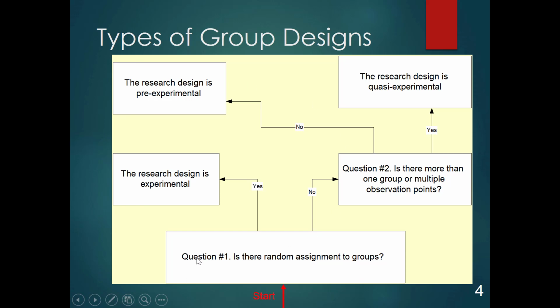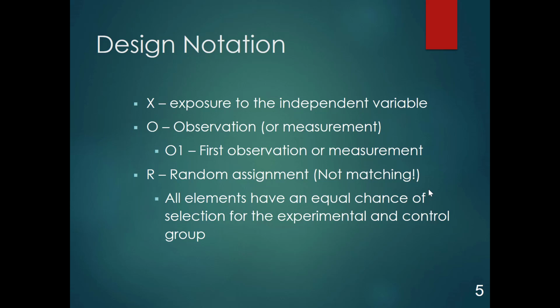So going back down here to our original question, is there random assignment to groups? If your answer is yes, you're randomly assigning them to groups, which is your intervention group and your control group, then the answer is yes. You would go over here and your research design is experimental.